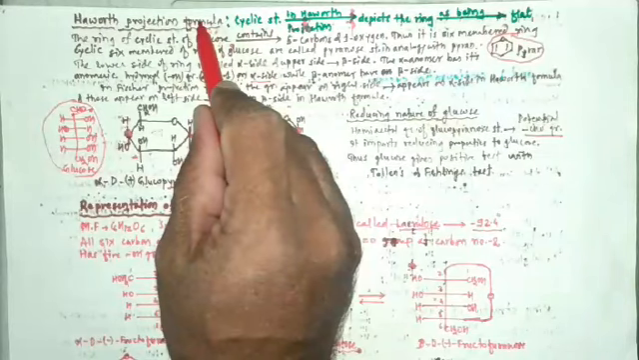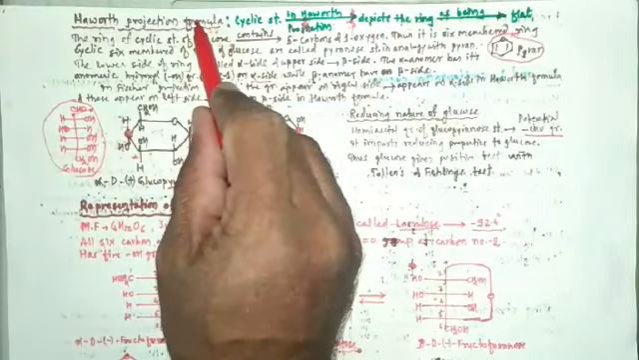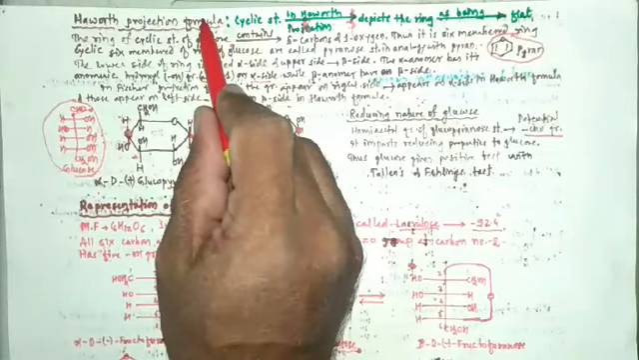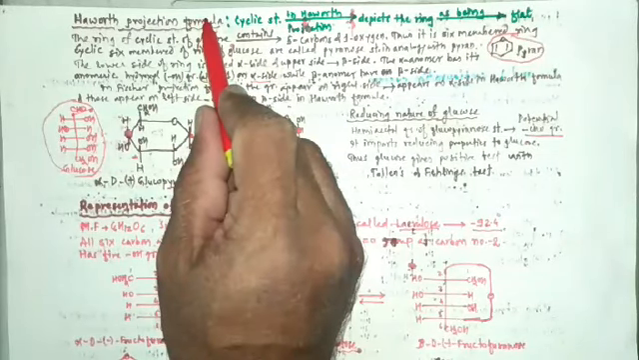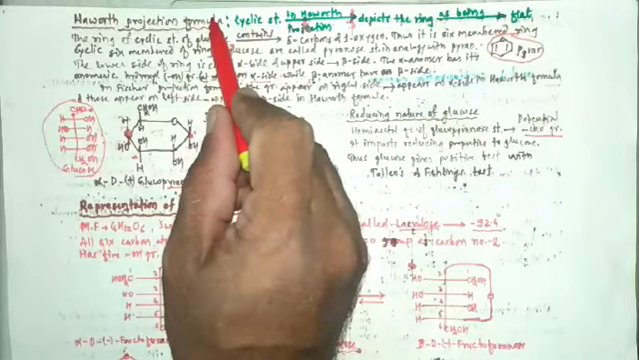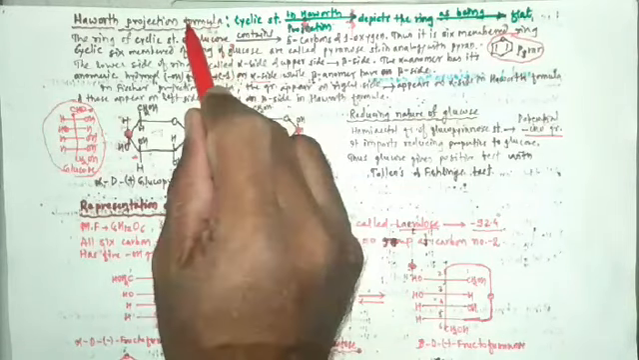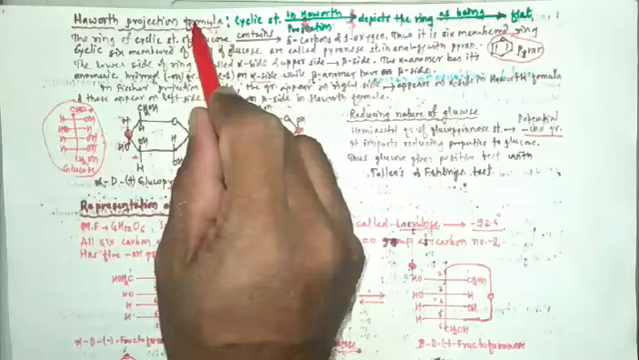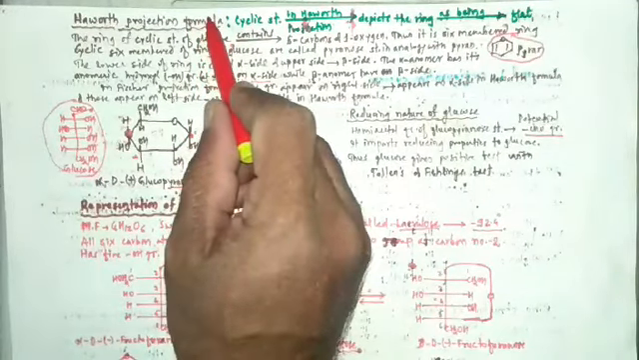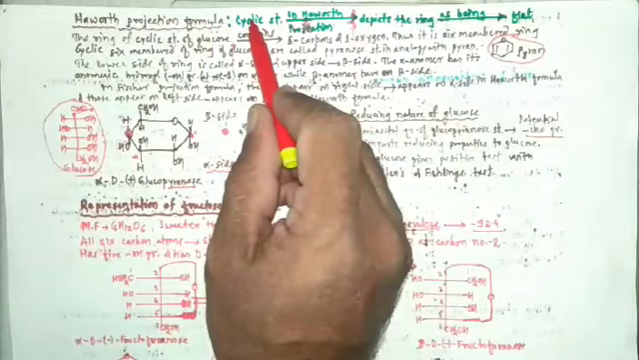So the Haworth projection formula is a better way than the Fischer projection formula to represent the structure of glucopyranose.